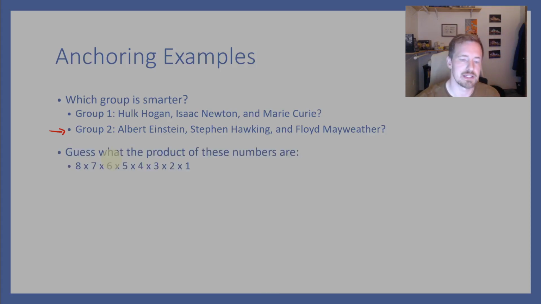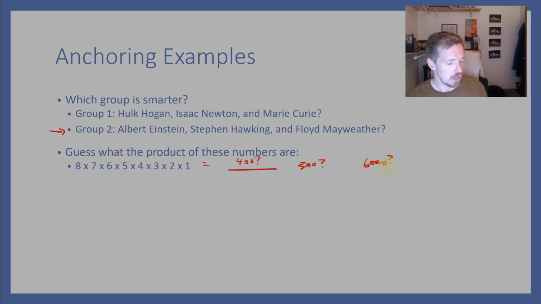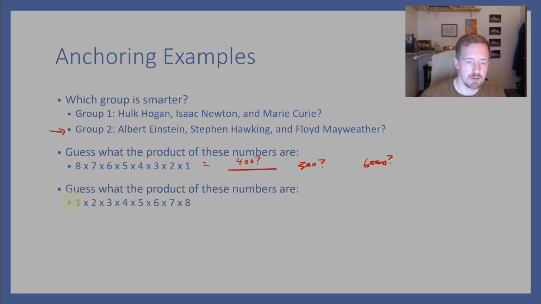Here is another example, and don't do the math here. Just try to guess. What is the product of these numbers? 8 times 7 times 6 times 5 times 4 times 3 times 2 times 1. That's going to equal what? 400 something? 300 something? 6,000 something? What do you think? Try to just take a guess at that. And then I'm going to throw this one at you. Guess the product of these numbers. 1 times 2 times 3 times 4 times 5 times 6 times 7 times 8. So what do you think that one is?